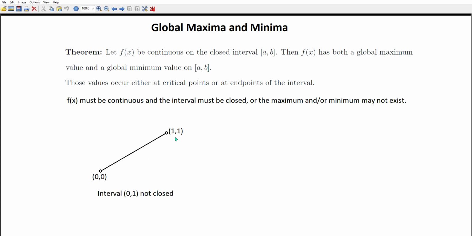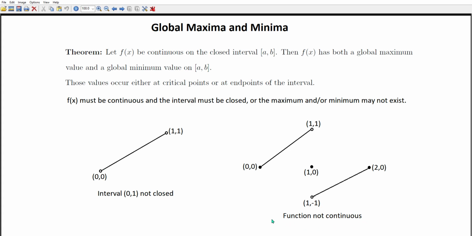Here's the graph of a function, and it's on the open interval (0, 1). So 0 and 1 are not included. As you can see here, the maximum value ought to be 1 because that's where all of the function values are headed, except 1 is not one of the function values. So there's no maximum here. And if you look this direction, the function values are headed to 0, except 0 is not a function value. So there's no minimum here either. So with an open interval, we could be in trouble.